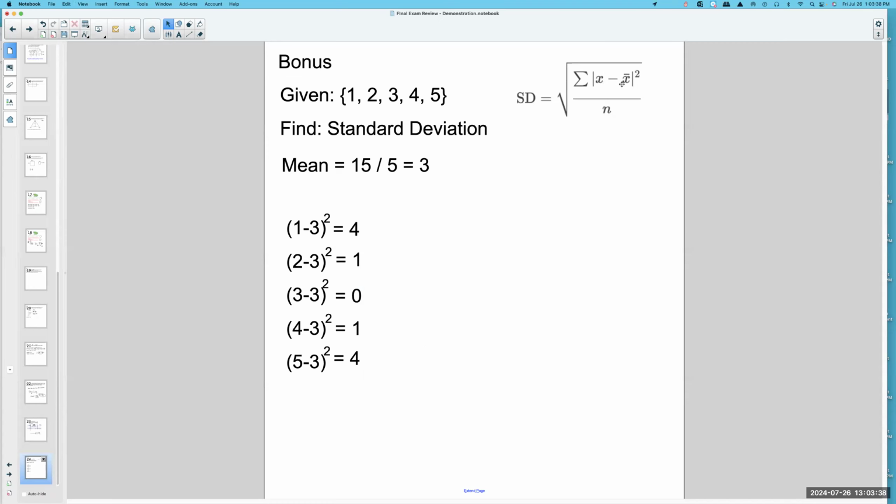So what I've just done is in these brackets here, I just took each number minus the mean and squared it. Now I'm going to add them up. 4 plus 1 is 5, plus 0 is 5, and another 5 is 10. This symbol here tells me to add all those up. So now I've got 10. I want to divide it by n. N was 5, the number of numbers that I had. That simply gives me 2.